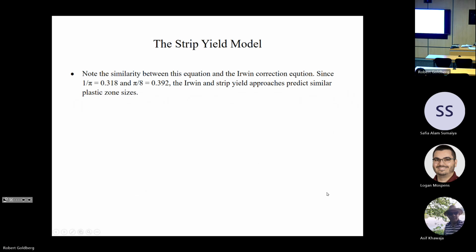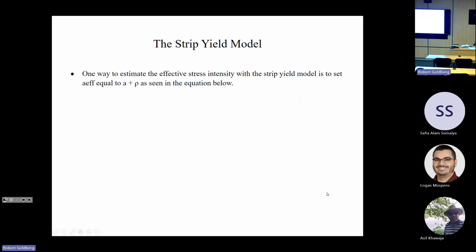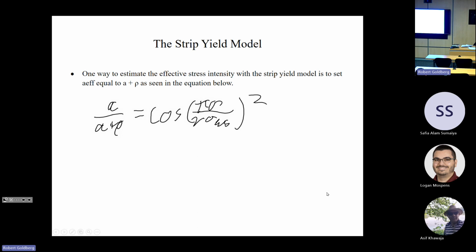Now, another game we can play is we can go back to our original definition that says that a over a plus rho is equal to cosine of pi times sigma divided by 2 times the yield stress.